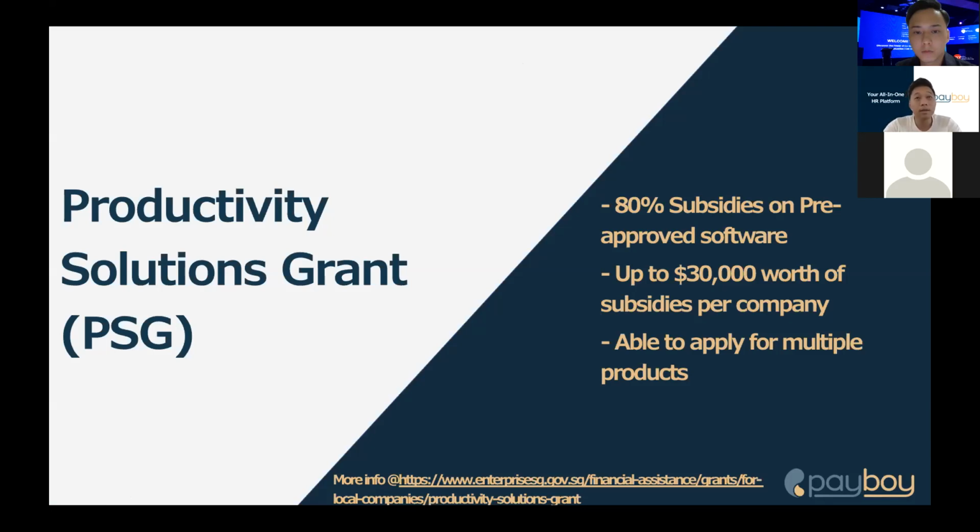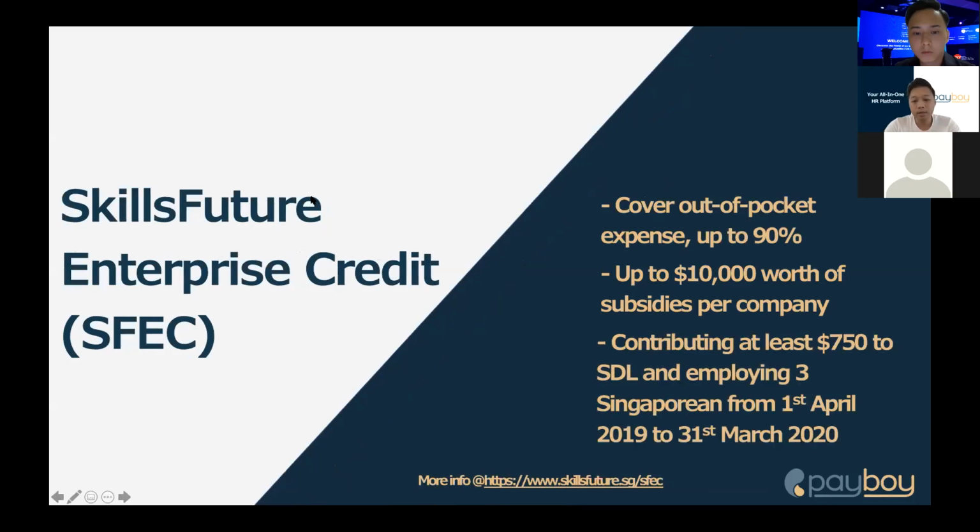All the grants are actually upgraded from a 70% subsidy to 80% subsidy. And you can even go for HR software, accounting software, Xero is also inside. You can even get laptops at 80% funding. The whole grant per company is capped at $30,000 per year. So feel free to take as many products as you want, because you can get multiple products from multiple vendors. Just make sure you don't exceed the $30,000 cap. All right. So this is the PSG.